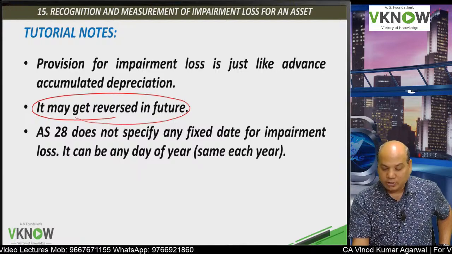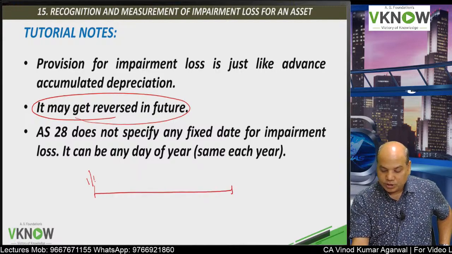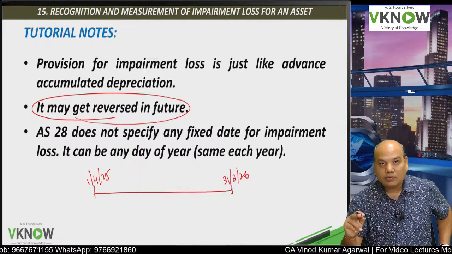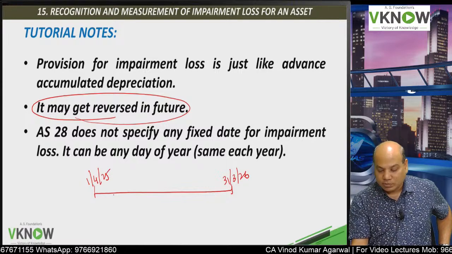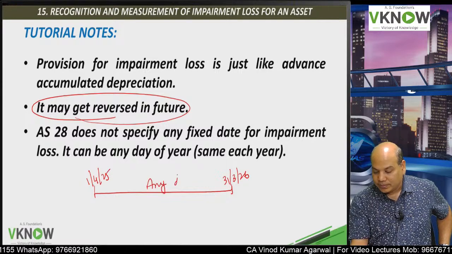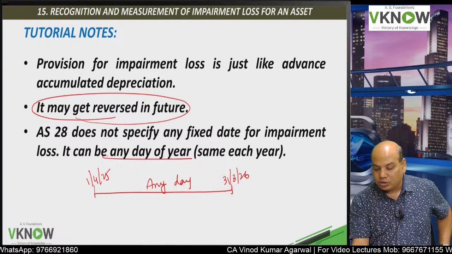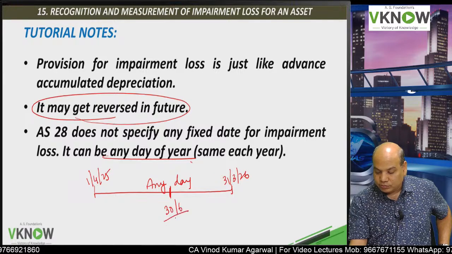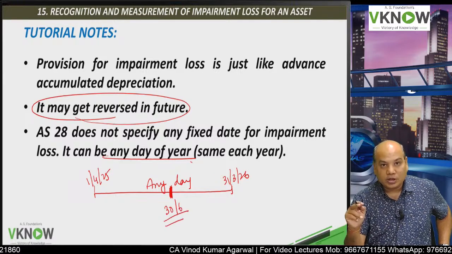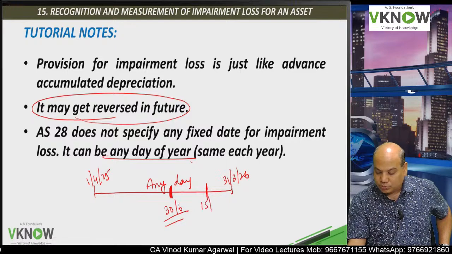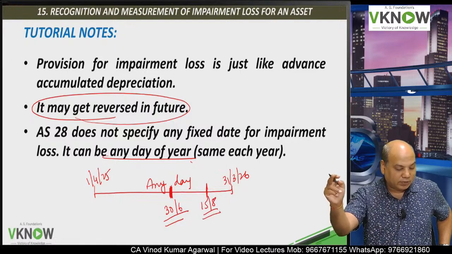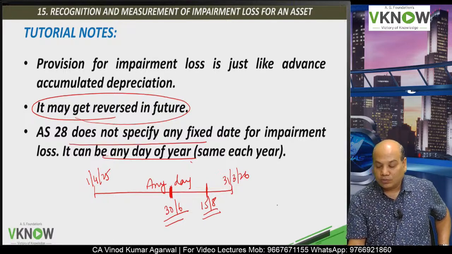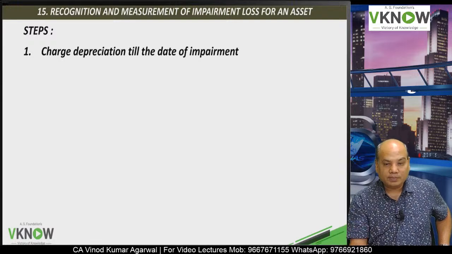On which date should we provide impairment loss? Suppose my accounting year is 1/4/25 to 31st March 26. When should we provide for impairment loss? Any day. You can provide for impairment loss on any day of the year. Suppose you want to provide on 30th June. Can we provide impairment loss on 30th June? Yes. Suppose you want to provide on 15th August, Independence Day. Can we do it? Yes, you can do it. The standard does not tell you on which date you need to provide impairment loss.